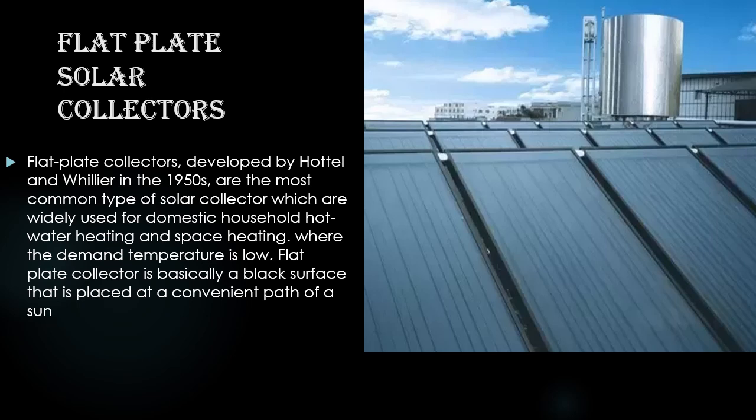Now we have the flat plate solar collector. So what is a flat plate solar collector and when was it developed? The flat plate collectors developed by Hottel and Whillier in the 1950s are the most common type of solar collectors, widely used for domestic household hot water heating and space heating, where the demand temperature is low. A flat plate collector is basically a black surface that is placed at a convenient angle to the sun. So this is how the flat plate collectors are used.